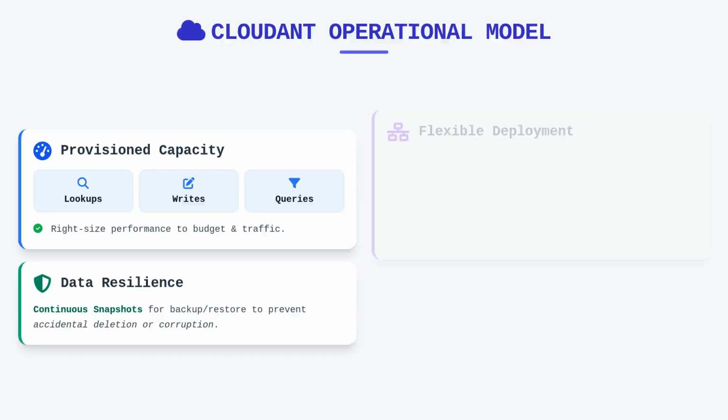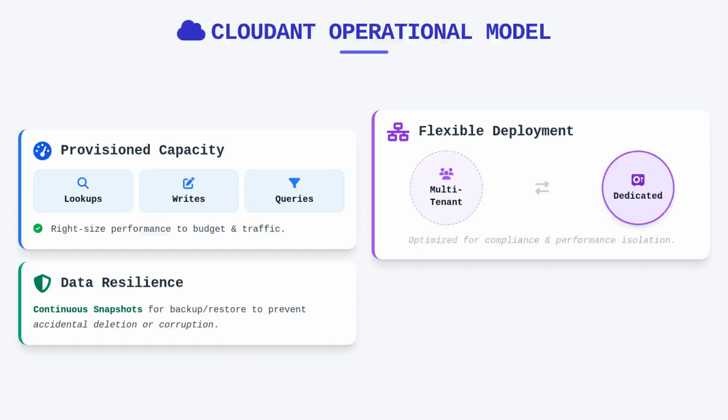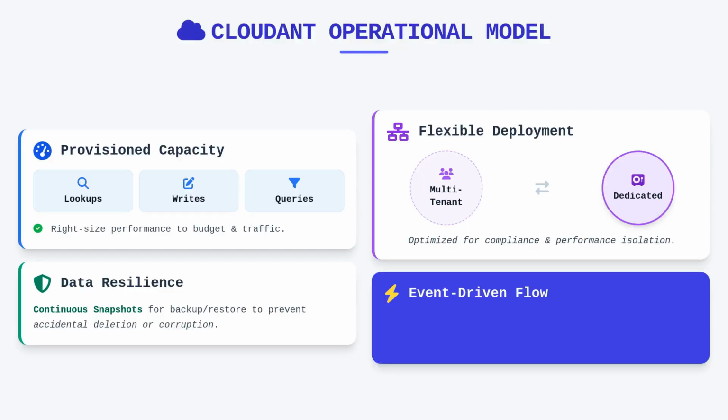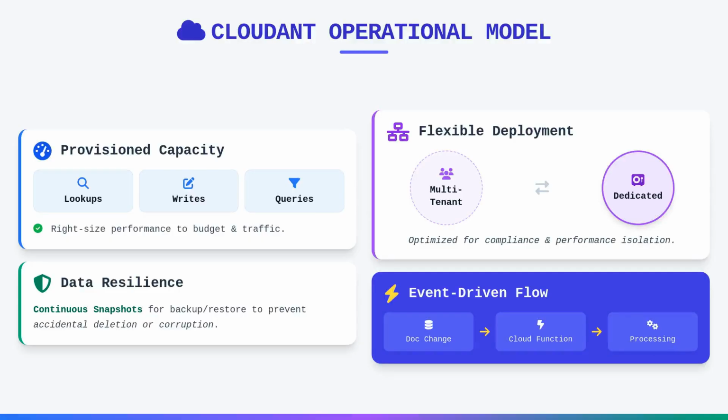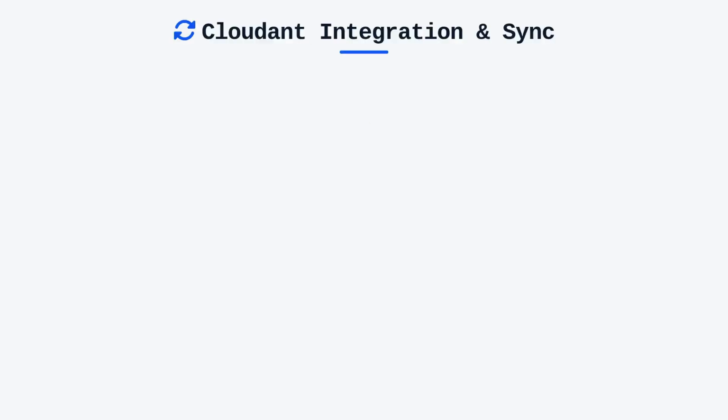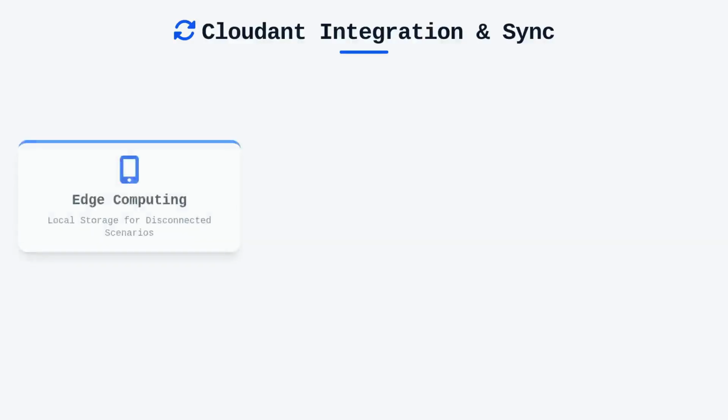Because the service is multi-tenant by design, but allows for dedicated environments when compliance or performance isolation is required, it fits into a wide variety of architectural patterns. You can easily integrate Cloudant with serverless compute functions, creating an event-driven architecture where a change in a database document automatically triggers a cloud function to perform downstream processing. This integration capability is vital for mobile application synchronization and edge computing use cases.